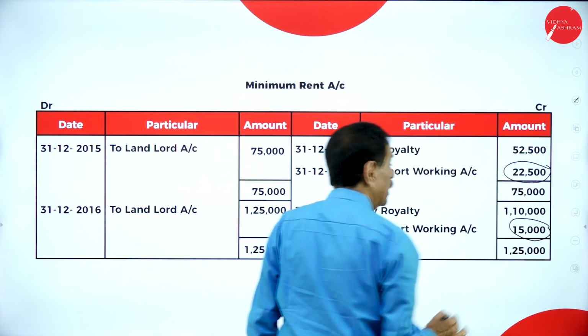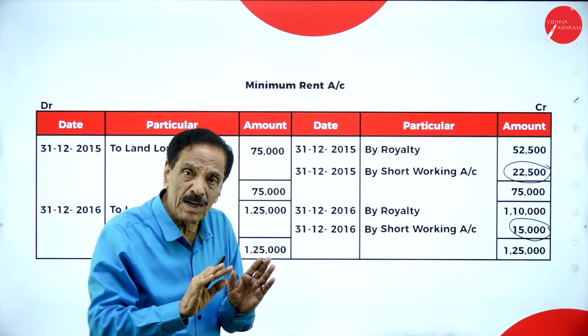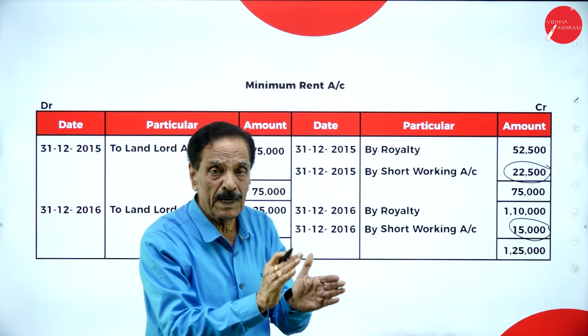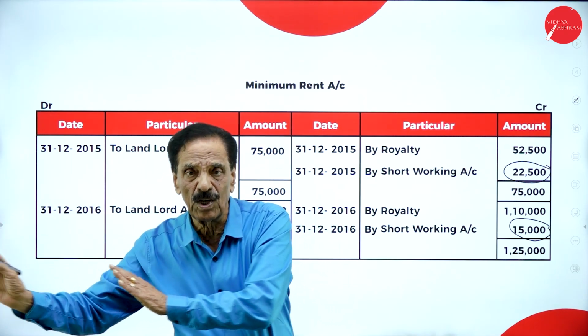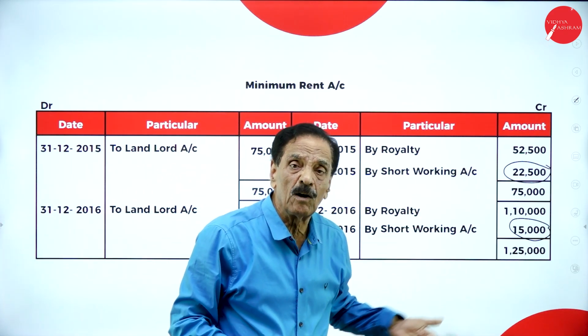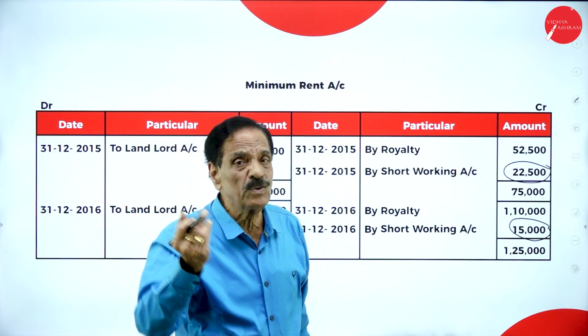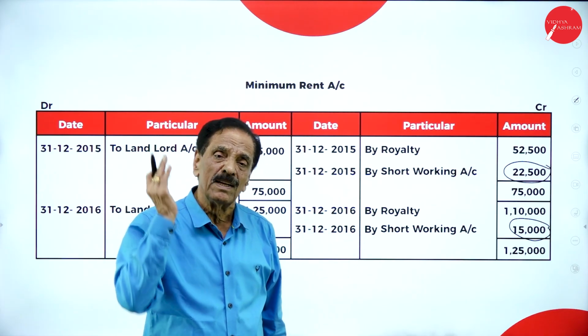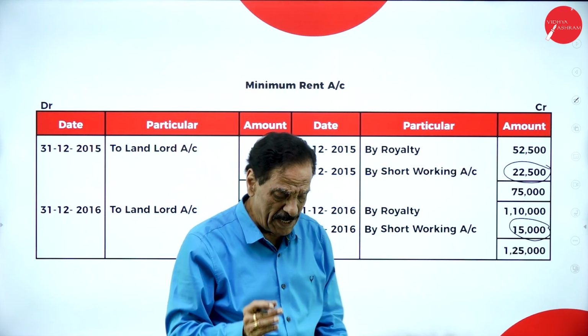So a chance will be given to the lessee to recover the shortage in the next year. What is short working? Minimum rent minus royalty is called short working. That should be recovered in how many years? 2 years. If you could not recover it in the 2 years, that will be transferred to profit and loss account. This is a loss to the lessee.